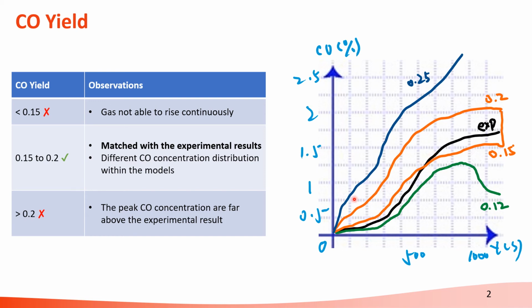For CO yield larger than 0.2, maybe 0.25 for example, the peak CO concentration is far above the experimental result. That means if the CO yield is larger than 0.2, it cannot match the experimental result.